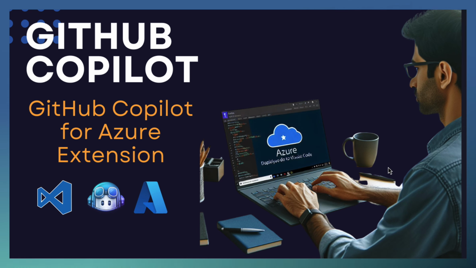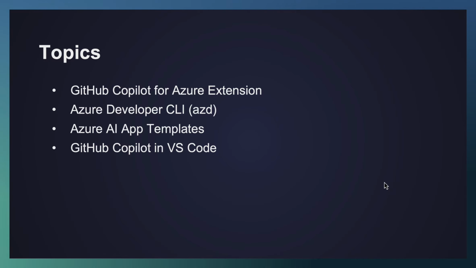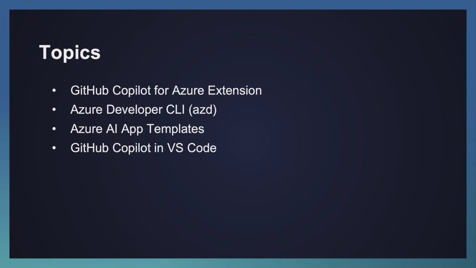As part of today's discussion, we are looking at a few of these topics. We install the GitHub Copilot for Azure Extension, understand a little bit about Azure Developer CLI, and then go for Azure AI app templates to deploy an application with the help of the Azure Extension. Obviously, we look at GitHub Copilot in VS Code as well.